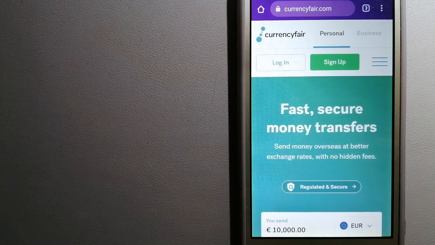Money transfer companies and government change the rules all the time. So if one of these services are not available anymore, or if you know another reliable way to send money abroad, make sure to leave us a comment and let the rest of us know.